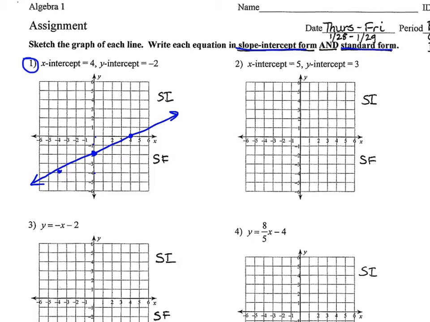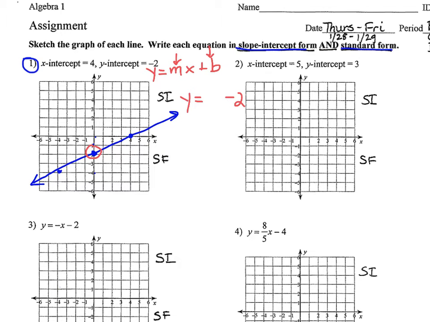Slope-intercept form is y = mx + b. What I'm going to do is fill in a number for m and a number for b. And my b is my y-intercept, so that's -2. So my slope-intercept form will be y = something x - 2 because it's negative.